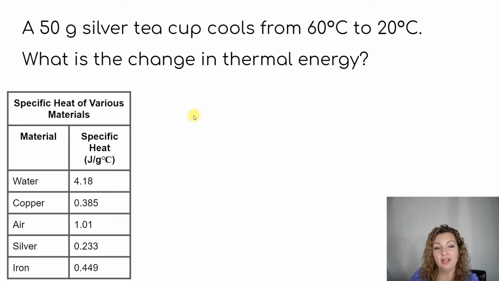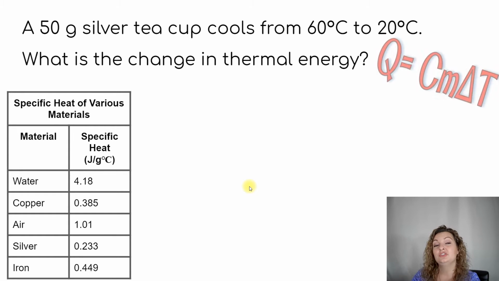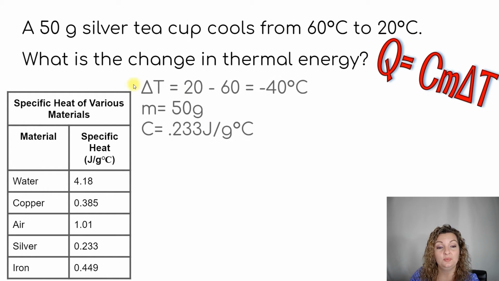All right, so if we have the same silver teacup, what is the change in thermal energy? Now it's asking us to go ahead and just do the full equation, right? So we're going to go ahead and use our Q equals Cm delta T in order to solve this. To find that change in thermal energy, which is Q, we need to know a couple of things from our problem. So we have our delta T that we already solved was negative 40 degrees Celsius. Our mass, it says right here, is 50 grams. So we can go ahead and notate that. And now we need the specific heat of silver. If we look at our data table, we can find silver, and it is 0.233 joules per gram degree Celsius, and we went ahead and notated that as well.